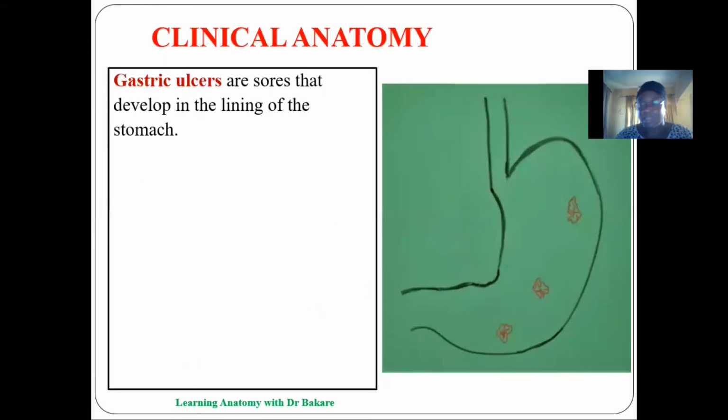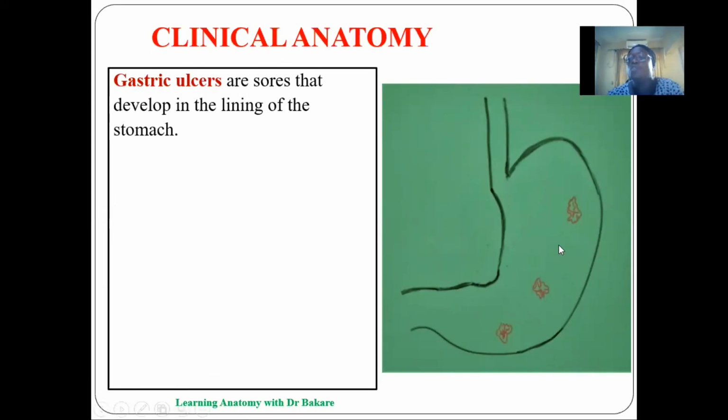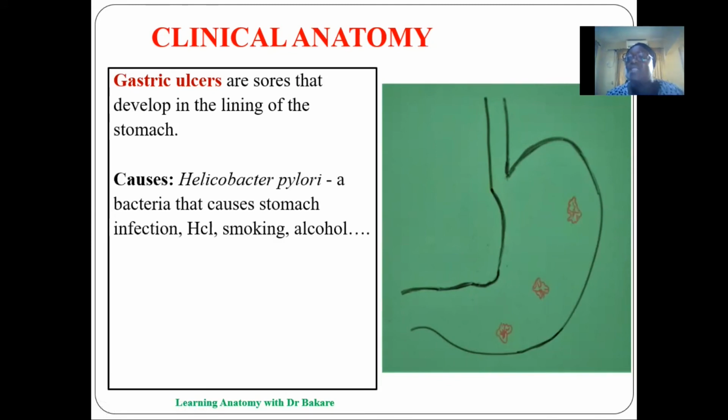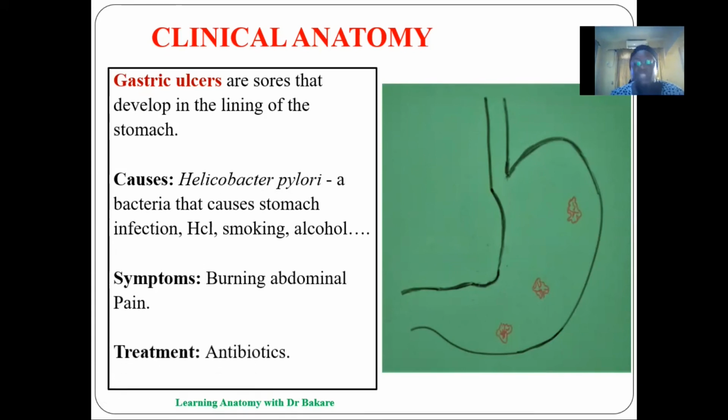Clinical anatomy. We have the gastric ulcer. This occurs when you have a sore within the internal mucosa of the stomach. And the causes of this include Helicobacter pylori, which causes infection that tends to create this sore. Also, hydrochloric acid, smoking and alcohol can also cause sores. We also have symptoms of this that range from burning sensation and also pain. Major treatment option could be the use of antibiotics.